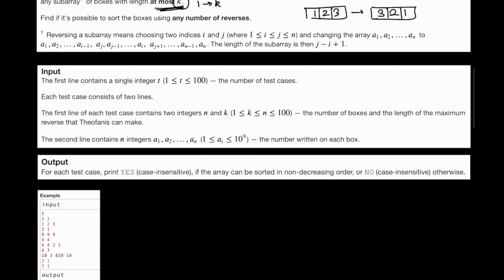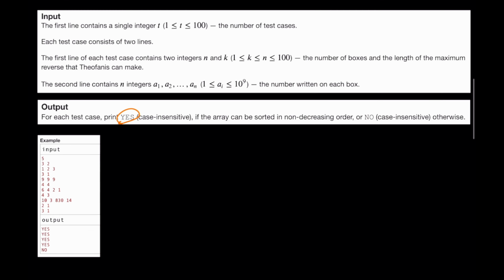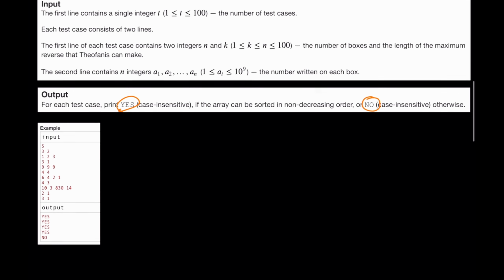So the input would be the number of test cases and then two integers, n and k, and then the n integers of the array. We need to print yes or no. Yes if the machine can sort the array, and no if it cannot.